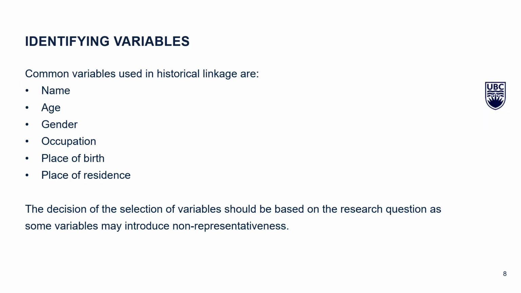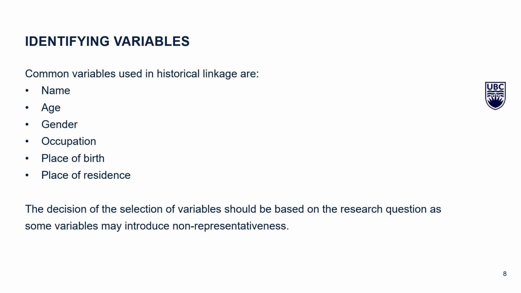First, the researcher needs to identify variables that will be used in the matching process. There are some common variables used in historical record linkage like name, age, gender, occupation, place of birth, or place of residence, to name a few. But really, the decision of the selection of the variables should be based on the research question. And the reason for that is that it almost seems intuitive that adding more variables will increase the true match rates and decrease the false match rates, but it may also introduce some non-representativeness in our matches.